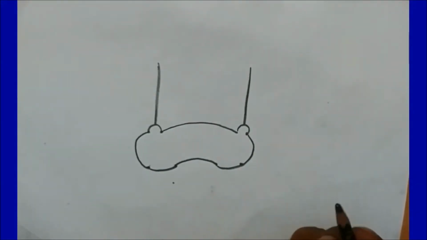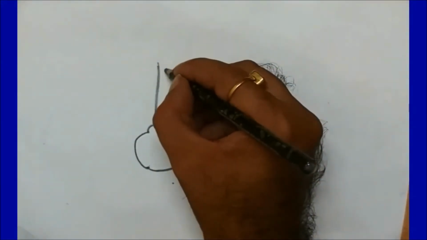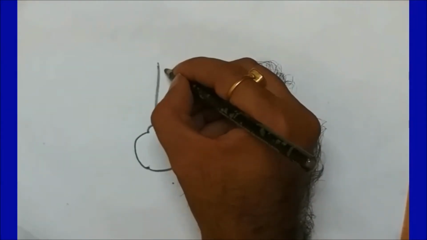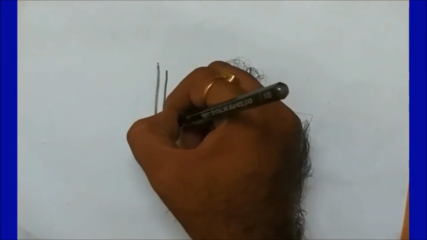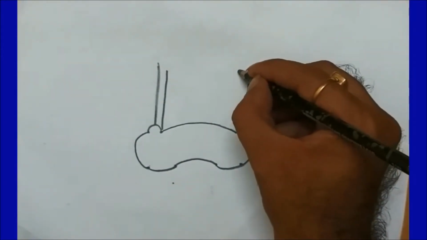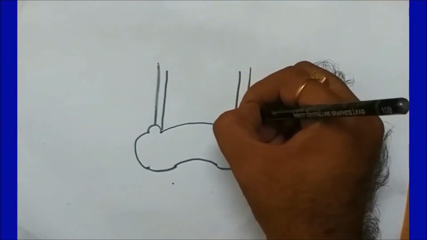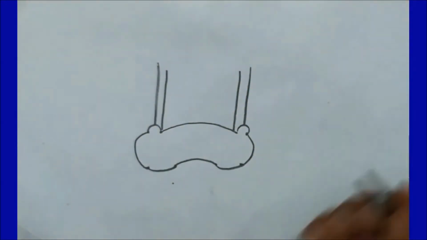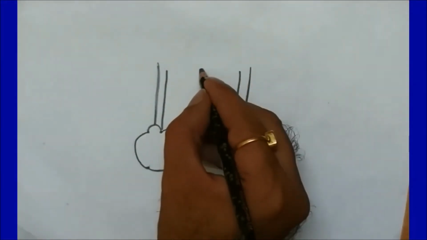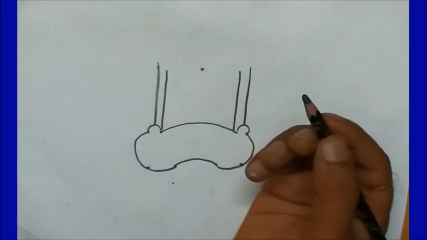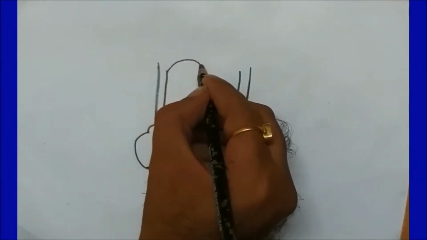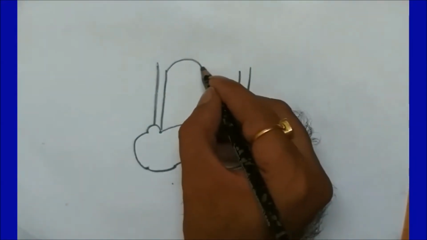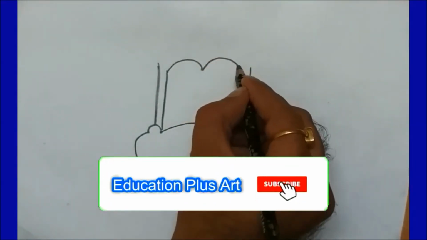Now again one straight line coming inside, again one straight line coming inside, one dot at the center, one curve touching to the center point, again one curve touching to the center point.